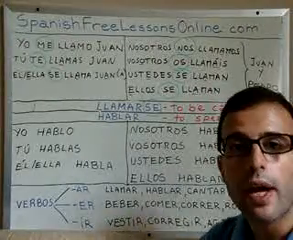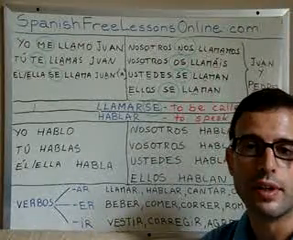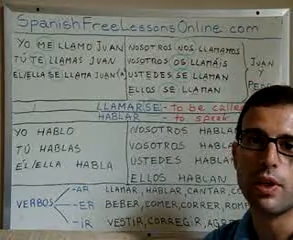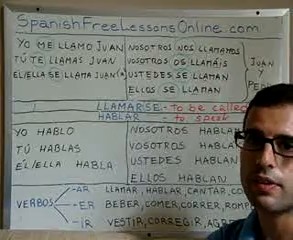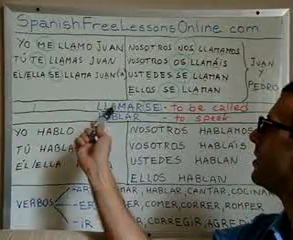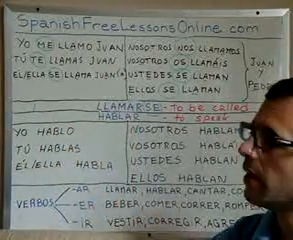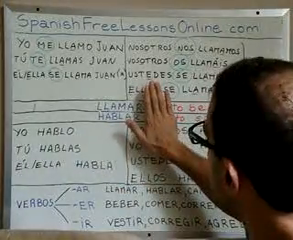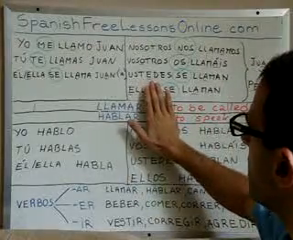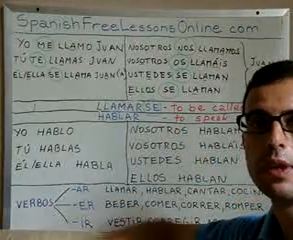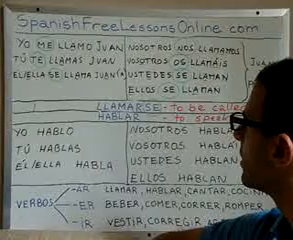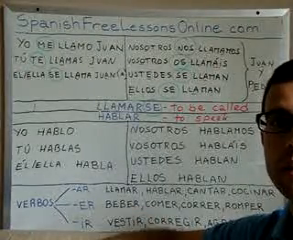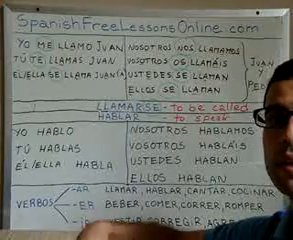Now, we also have verbs that can be reflexive as well as transitive, okay? And this is the example with the verb llamarse. You can see the verb itself is llamar without the se at the end. Llamar is to call. So, I can call somebody. Voy a llamar a alguien. Okay? Llamar is to call.